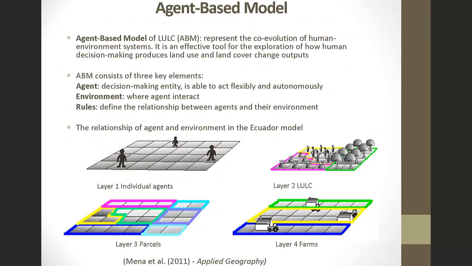Okay. So here's the way the model sets up. We have individual agents running across the landscape, and we have demographic characteristics of them. We have a land use layer that tells us something about land cover from a satellite time series. We have parcel data from our individual surveys, and we have individual farms. So we can move between the 3 of these. There was a paper in 2011 in Applied Geography that talks specifically about that model.